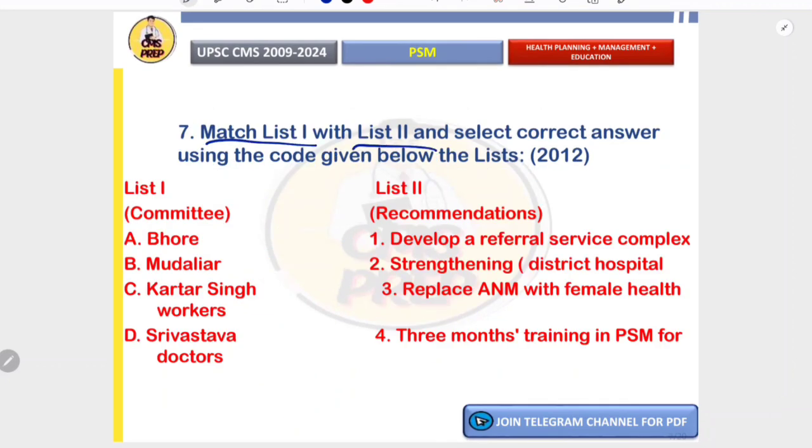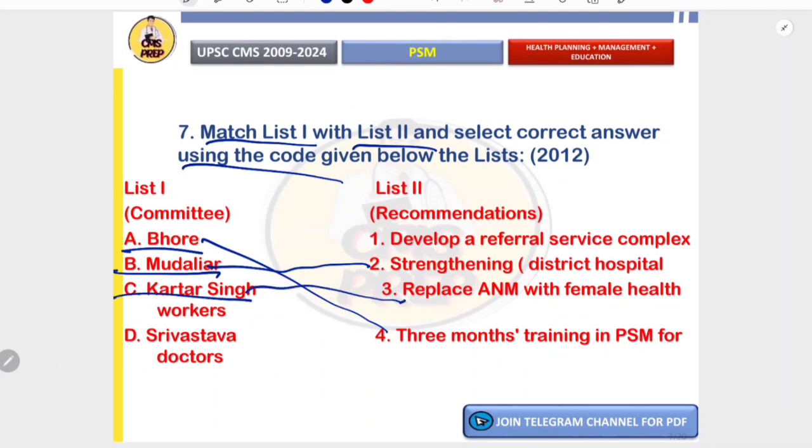Match list 1 and list 2 with the correct answer. Bhore committee is responsible for 3 months training in PSM for doctors. Mudaliar committee proposed strengthening of district hospital with specialist services. Kartar Singh committee mainly worked on replacing ANM with female health worker. It also proposed a male health supervisor. It proposed the norm for PHC, that is 1 PHC for 50,000 population.